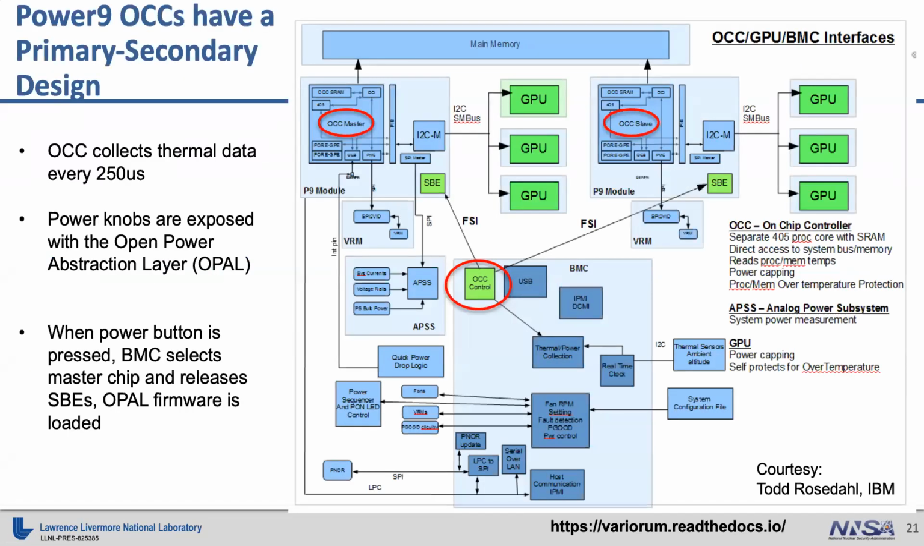So let's look at IBM now. IBM has a primary-secondary design, and it has an on-chip controller as well as a BMC. Essentially, the OCC collects data every 250 microseconds. The power knobs for control are exposed through the OpenPOWER Abstraction Layer, OPAL firmware, and essentially the OCC primary here will be responsible for system power capping. And IBM does not expose any socket-level power capping.